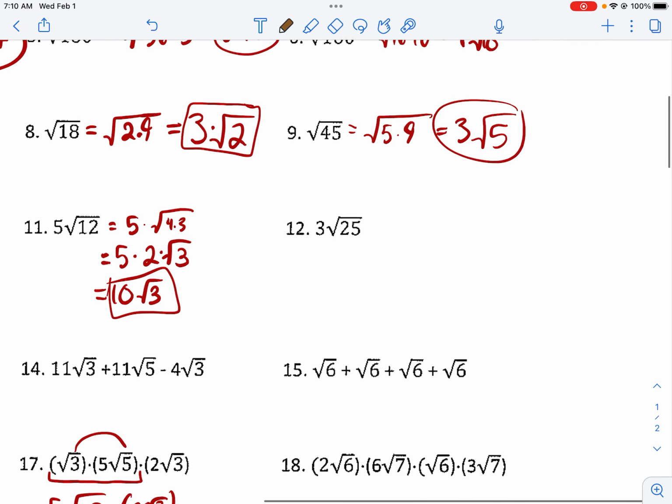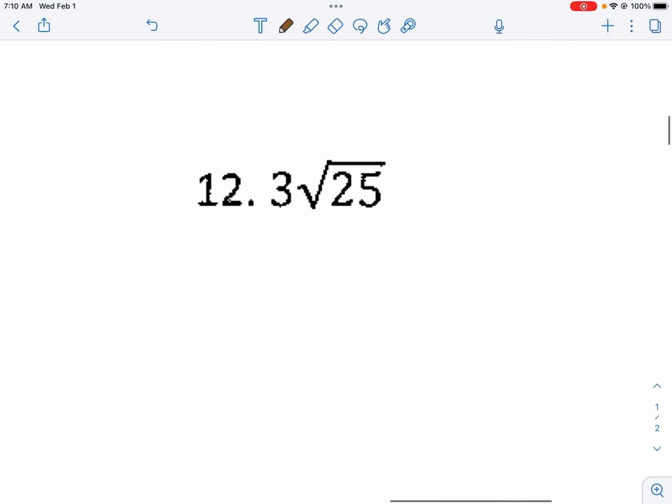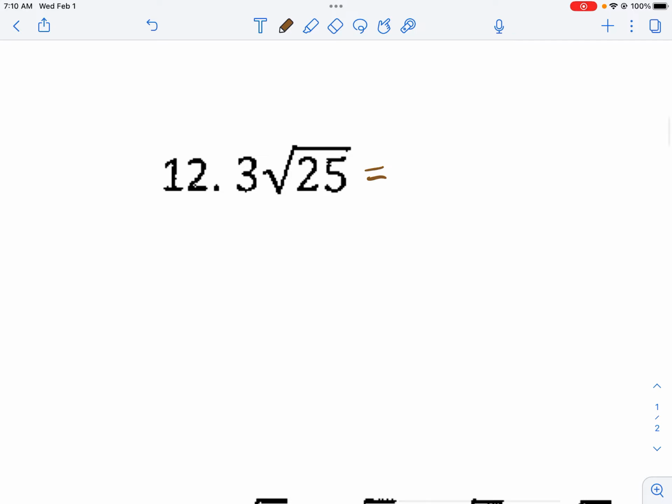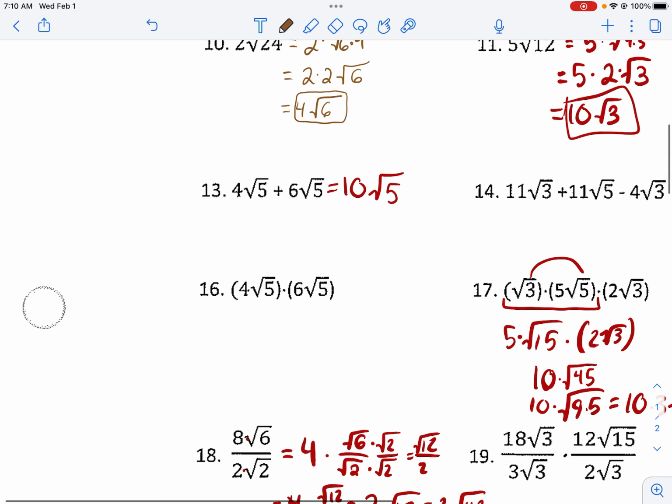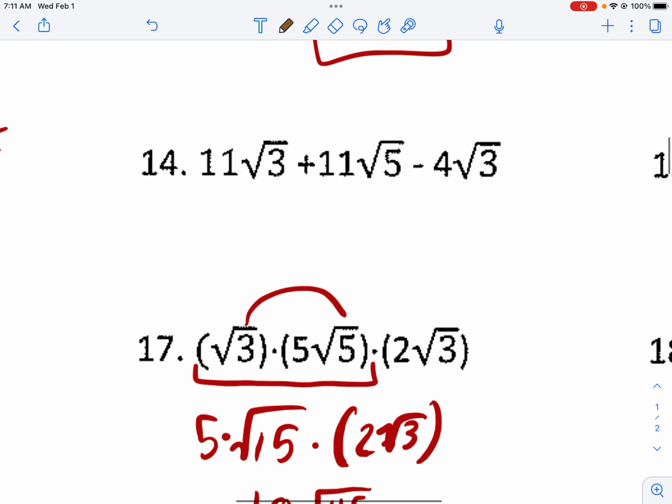All right, number 12. Here I'm thinking any perfect square factors of 25, and I realize that 25 is a perfect square. So I'm taking the square root of a perfect square, so I just get the number, whatever that is. So 3 times 5, which is 25, the square root of 25, and that is the same thing as 15. So I got a nice whole number answer for that one. Then I'll take a look at 14 next.